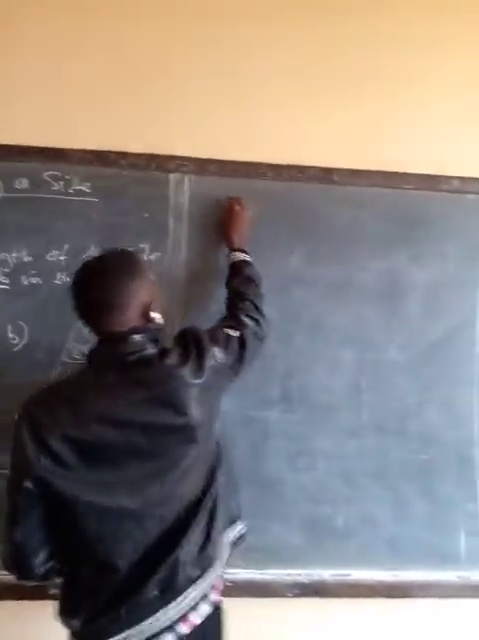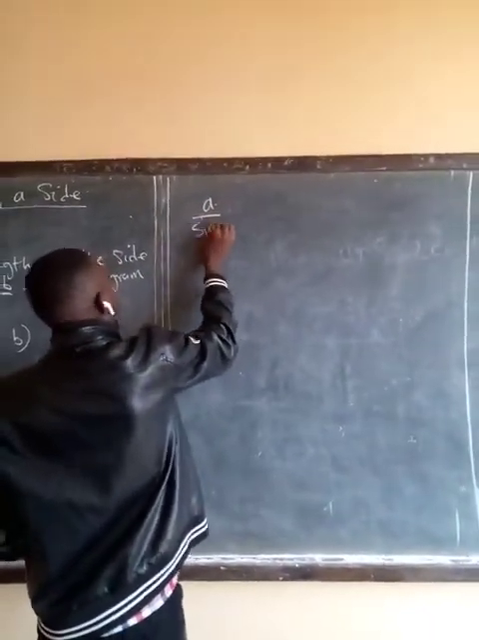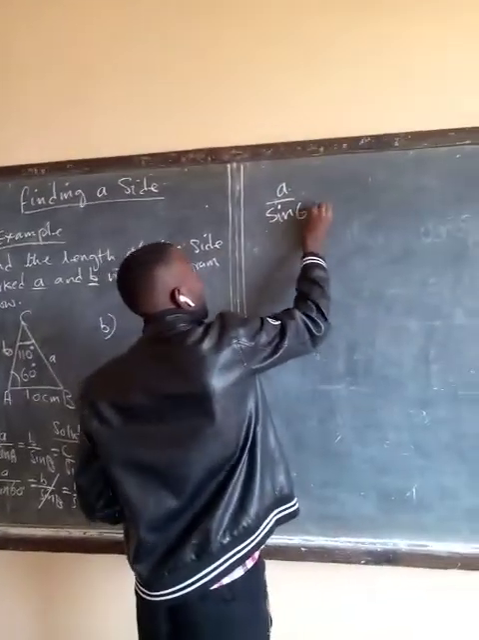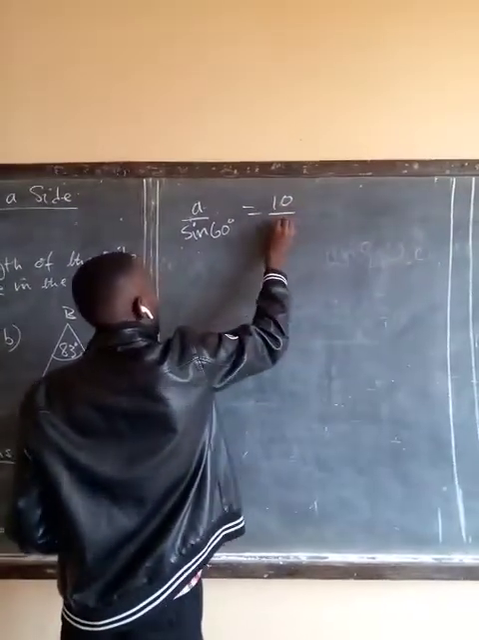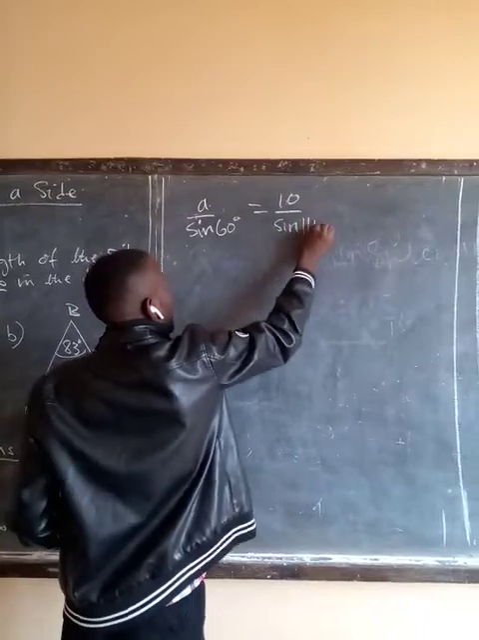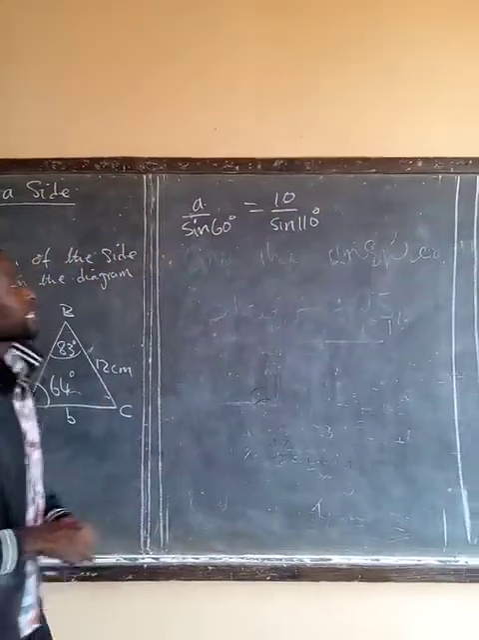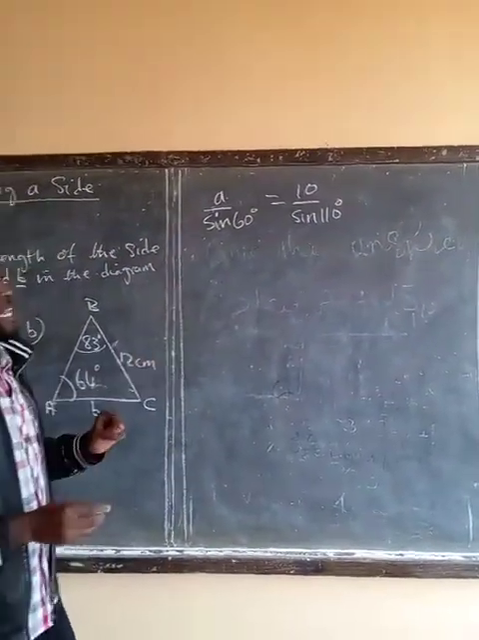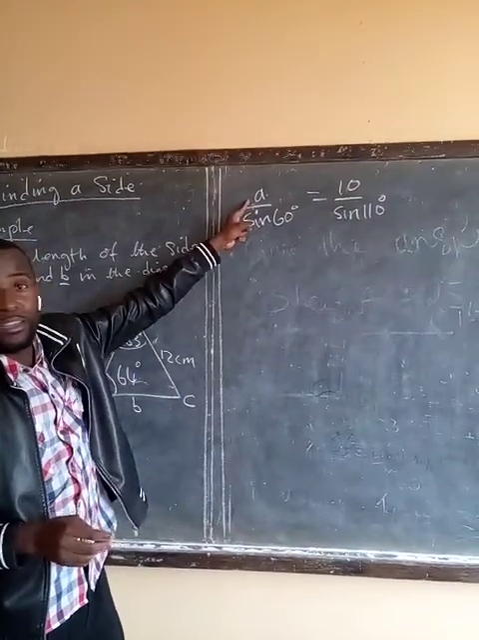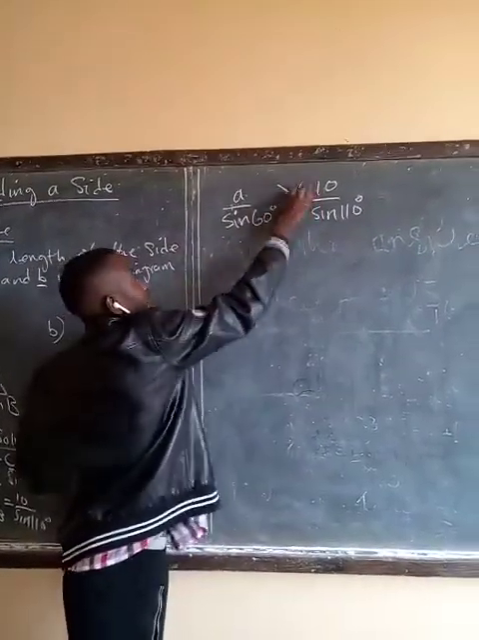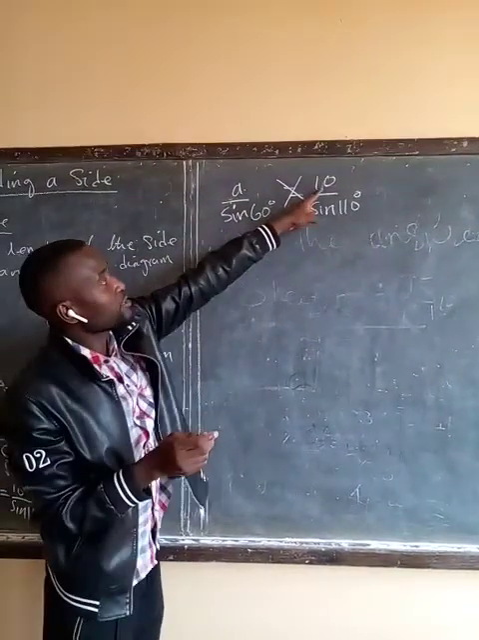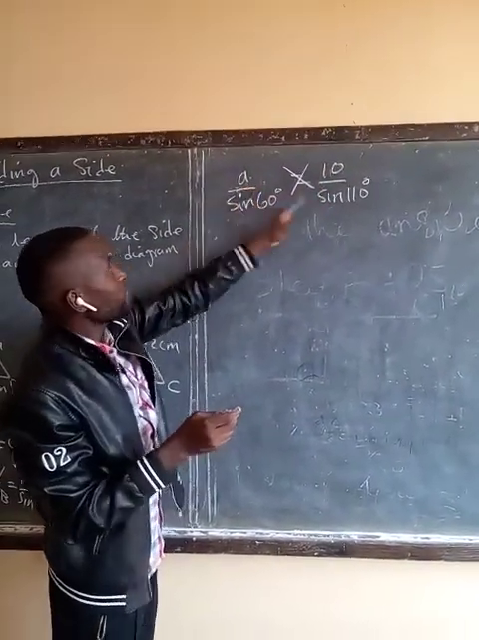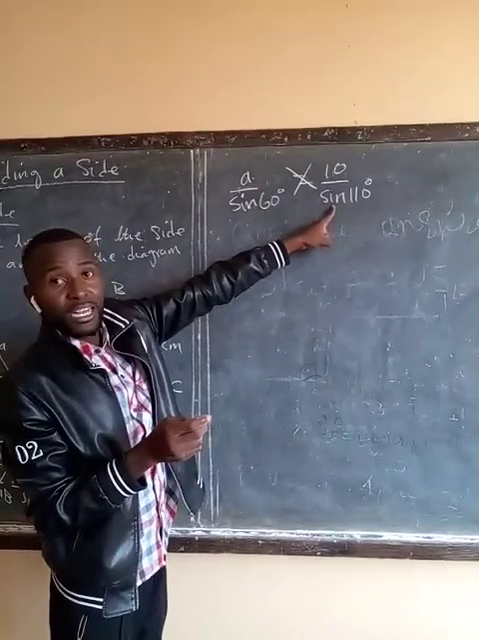We are saying that A over sine, what is my A? We say sine 60 degrees is equal to C, which is 10 over sine 110 degrees. So when you have it like this, then you can easily solve for A by simply cross multiplying here, so that sine 60 multiplies with 10 and A multiplies with sine 110.